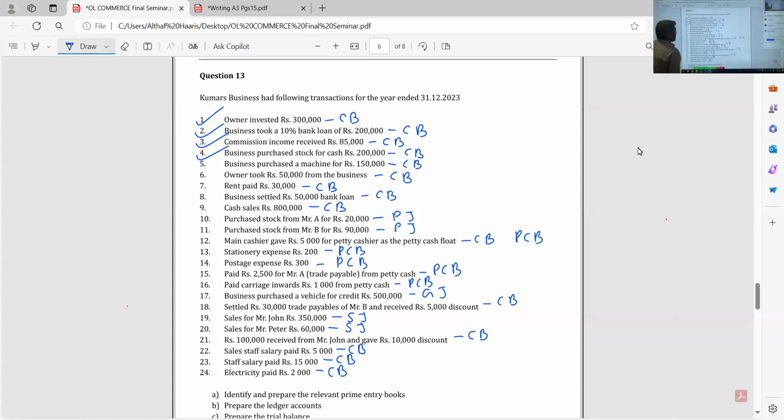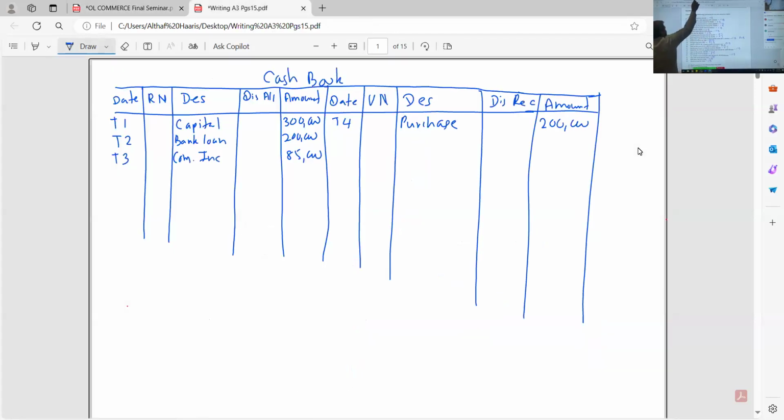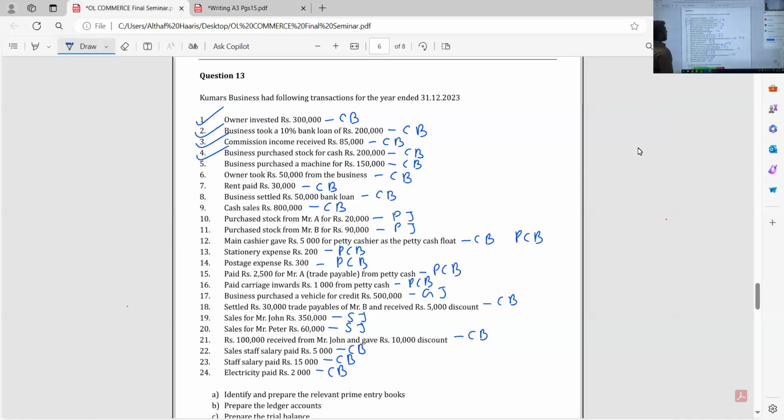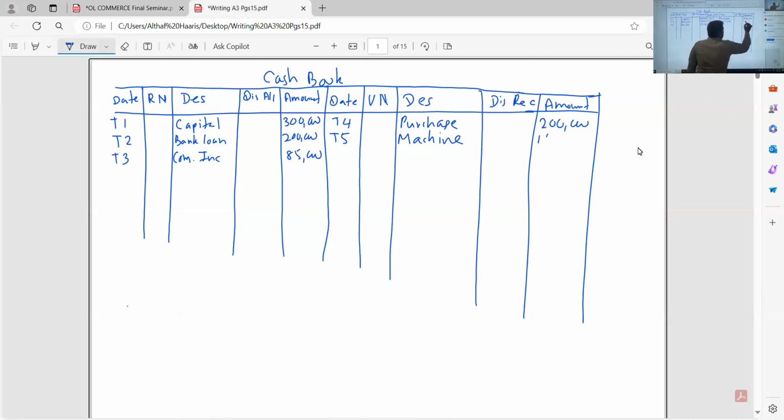Next one, business purchases the machine. Money is going out. T5, machine, 150,000. Next one.